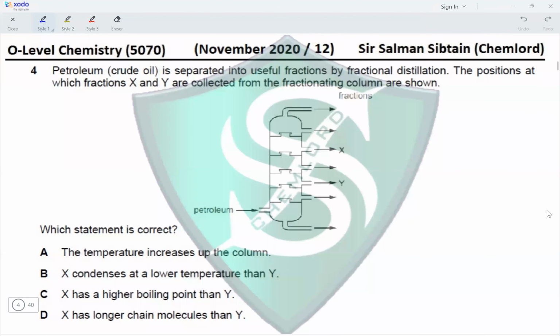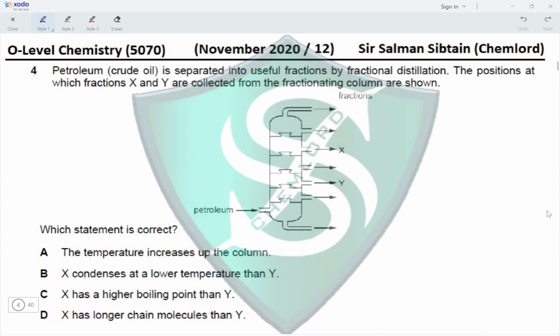Question 4. Petroleum crude oil is separated into useful fractions by fractional distillation. The position at which fractions X and Y are collected from the fractionating column are shown. Okay. Y is collected below X, that means X is collected at a lower boiling point and Y is collected at a higher boiling point because the collection of fraction is based on the increase in the boiling point as we go from top to bottom.